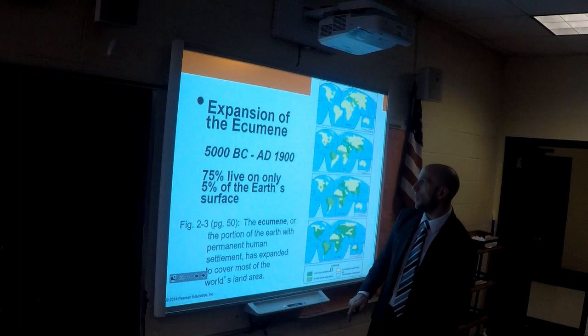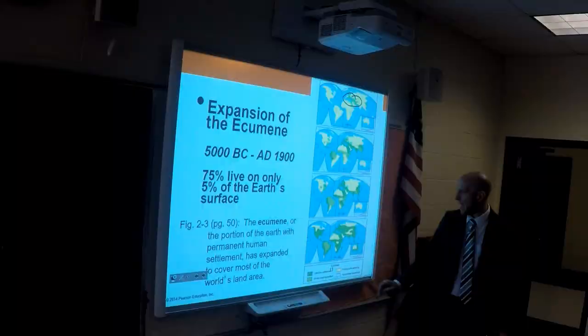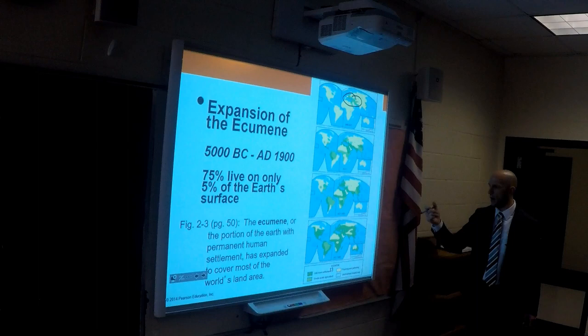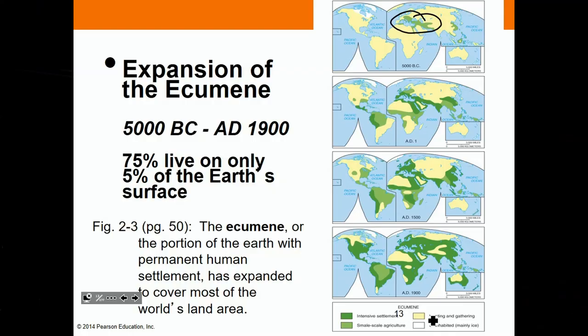In your book, here it is right here. The PowerPoint is all ready to go. You can see that the ecumen region has consistently grown throughout time to the point that now we are able to live in some form or fashion in a lot of the world space. We still only occupy a minuscule amount of the world space in terms of human settlement.